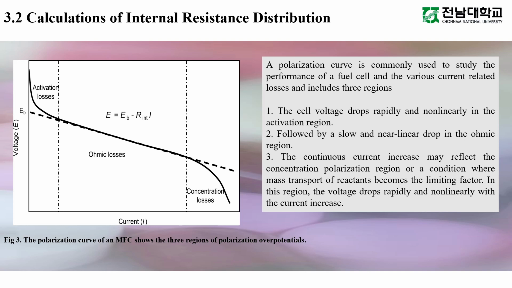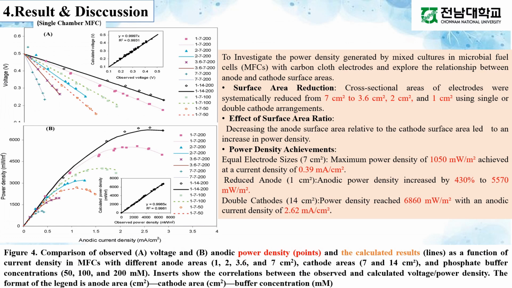Figure 4 shows the comparison of observed voltage and anodic power density points and the calculated results as lines, as a function of current density in microbial fuel cells with different anode areas, cathode areas, 7 and 14 centimeters square, and phosphate buffer concentrations, 50, 100, and 200 millimolar.